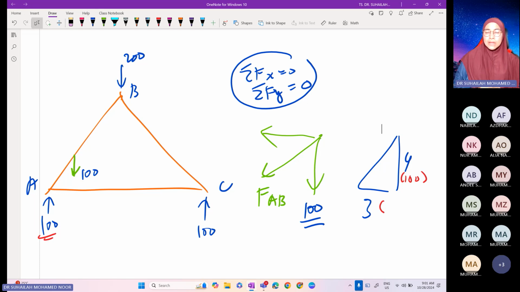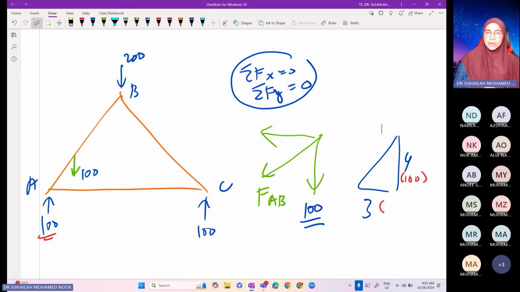Okay, so we will apply what we call as easy method. Easy method ni is actually method of join. Cuma kita tak buatlah macam method of join dulu, kita tulis one by one step. So tujuan kita nak buat balancing to make sure that at every join, total Fx must equal to 0, total Fy must equal to 0. Kita nak buat balancing.